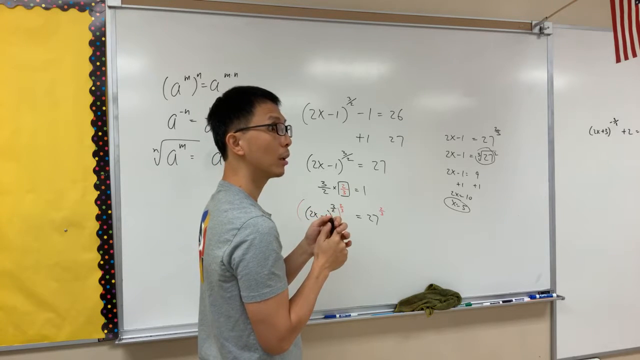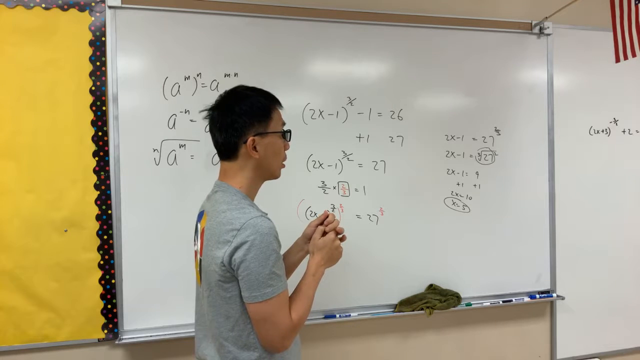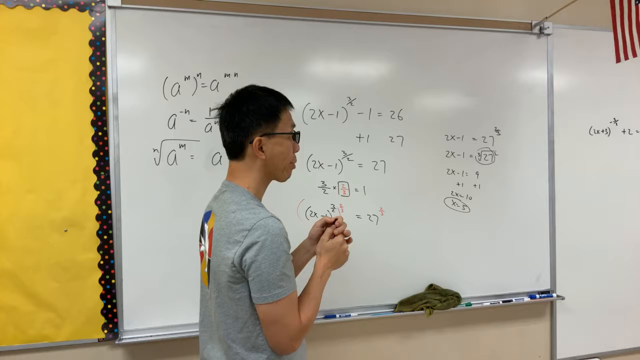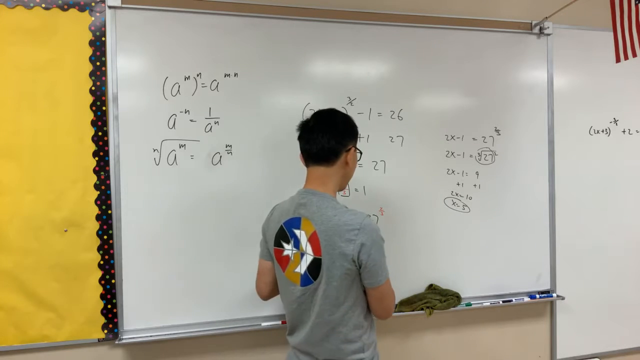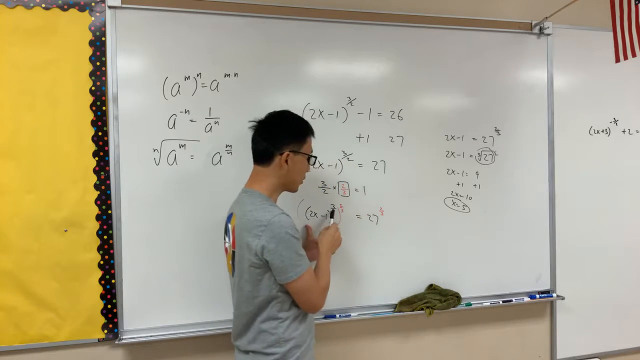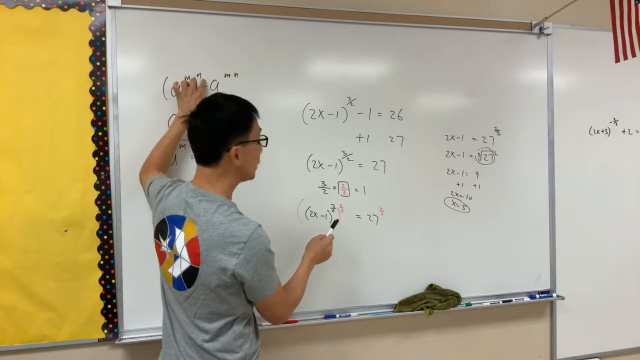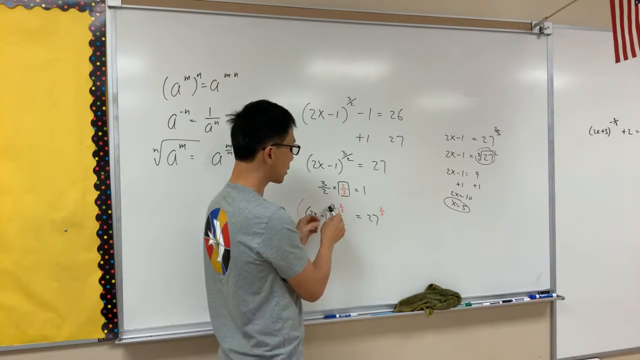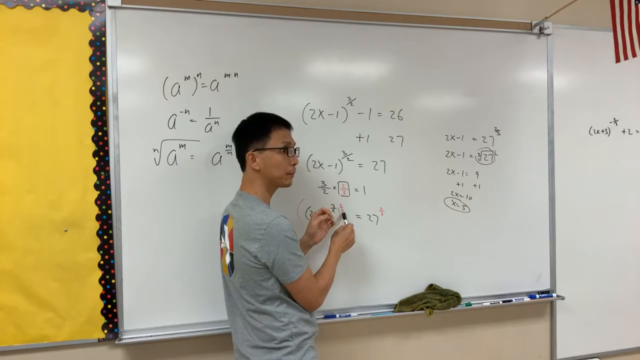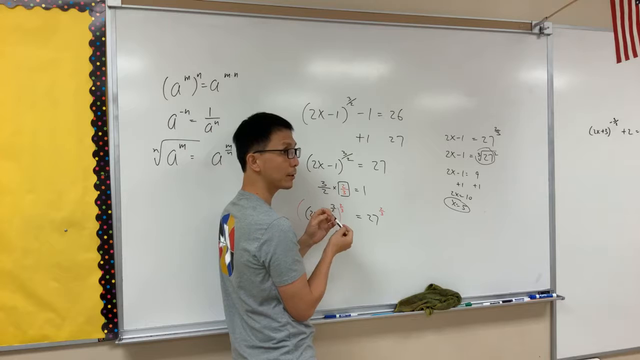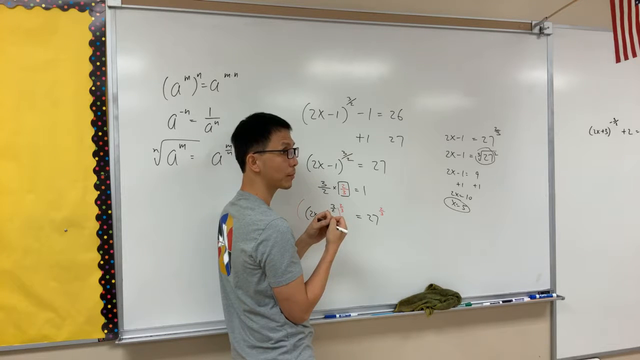Yes? For the 3 over 2 and the 2 over 3, for the 2x minus 1, how did you cancel it out? Which part? From here? Yeah, did you cancel it? No, I didn't cancel. I multiplied those two because this is called power rule. N to the m power is n times m. And this here, 3 over 2 times 2 over 3 is going to be equal to 1, because 6 over 6 is equal to 1. Oh, okay.